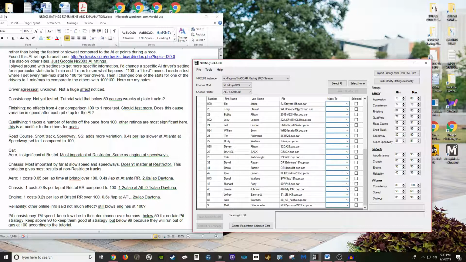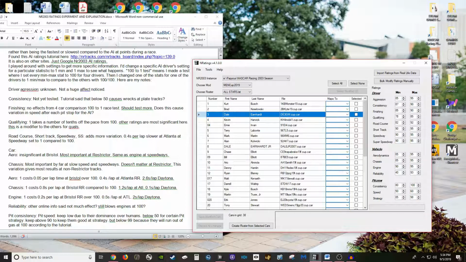Once you put in the mod, then all the names will show up. If you have a specific roster within that mod that you use, like for my series, I use the All-Star roster. So I click All-Star, and now these are all the drivers in my All-Star lineup. You can see on the right-hand side, it has all the ratings for each driver. So if I click Tony Stewart, his ratings are going to change, and they'll be different than William Byron. There are some drivers that are close to the same in ratings.